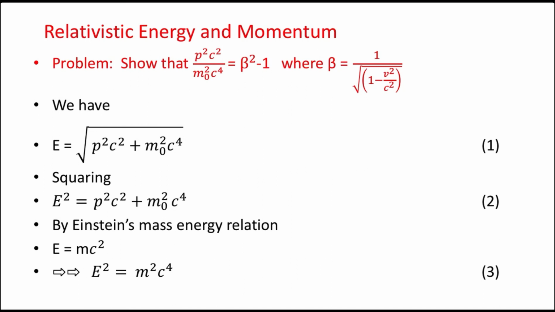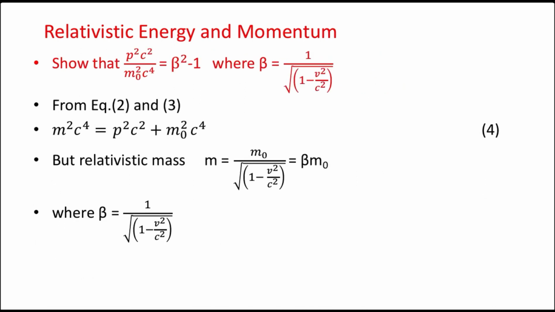But by Einstein's mass energy relation, we have E is equal to mc square. So square it on both the sides. We get equation 3, that is E square is equal to m square c raised to the power 4. So from equation 2 and 3, we can write m square c raised to the power 4 is equal to p square c square plus m0 square c raised to the power 4. But the relativistic mass m is given by m is equal to m0 divided by under root of 1 minus v square upon c square.